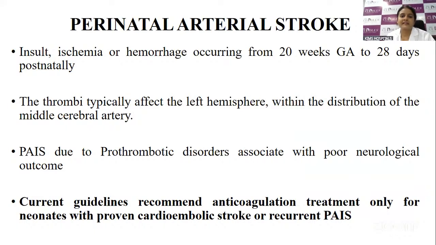Coming to perinatal arterial stroke, it usually occurs from 20 weeks of gestation up to 28 days postnatally. The thrombi typically affect the left hemisphere within the distribution of the middle cerebral artery. This perinatal arterial ischemic stroke, due to prothrombotic disorders, is associated with poor neurological outcome. The guidelines recommend that perinatal arterial ischemic stroke be treated with anticoagulation therapy only if it is associated with proven cardioembolic cause or is recurrent.